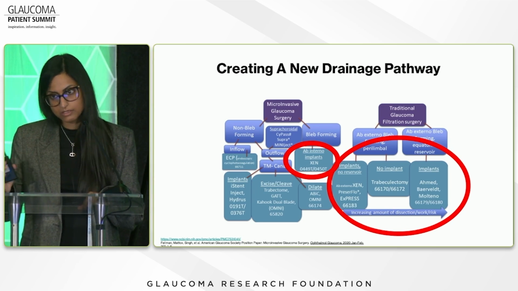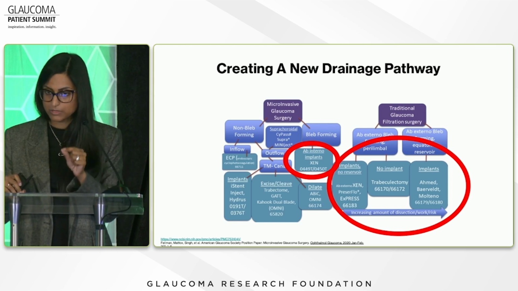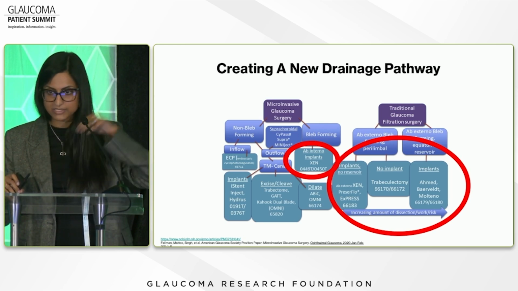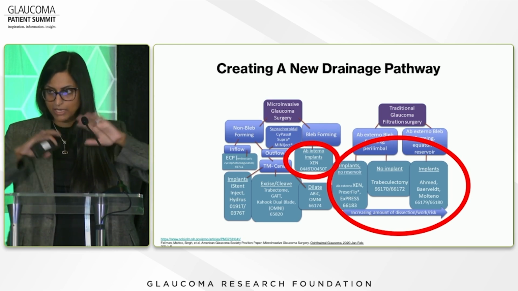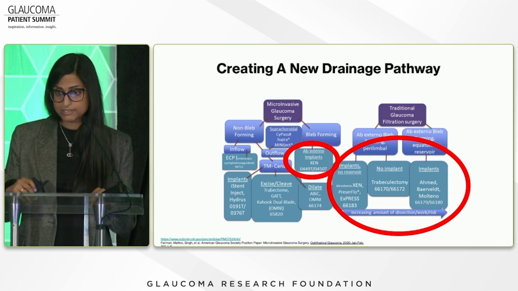A Zen is something kind of in between the two. So there is a tiny little tube that's being placed in the eye, but there's no plate. So it's just a tube, and then it drains the fluid from inside to the outside into the area underneath the top layer of the eye.